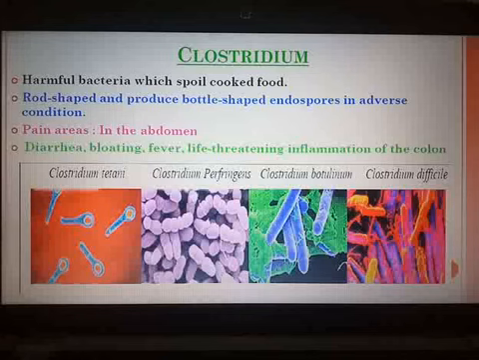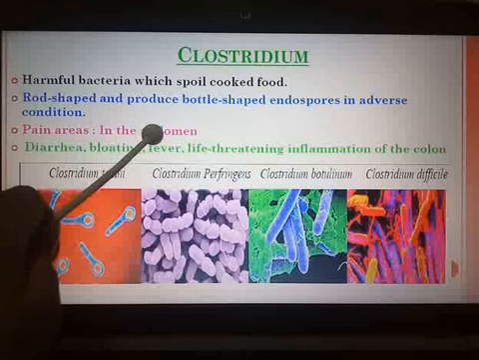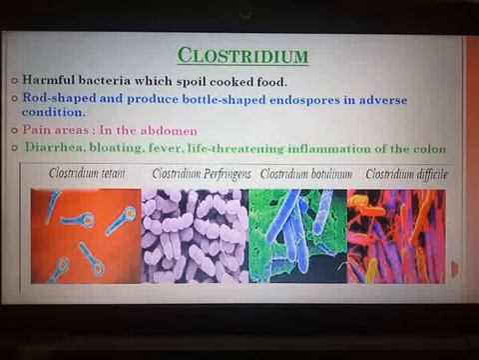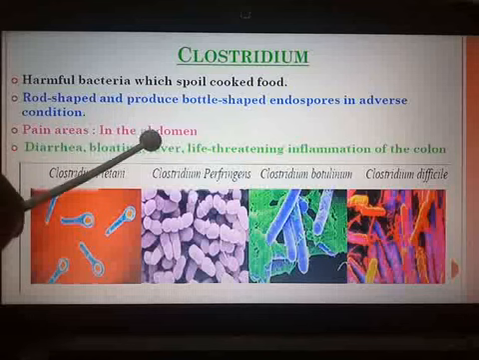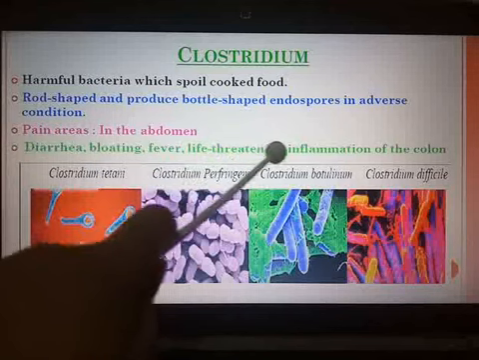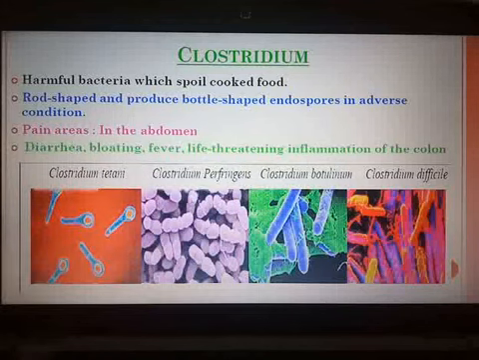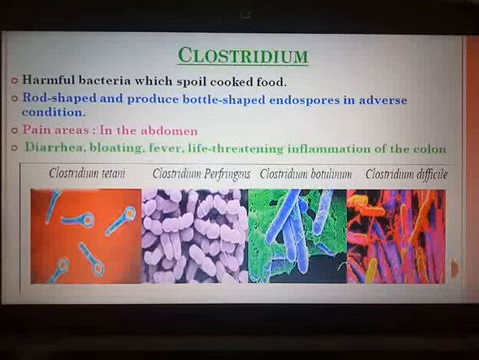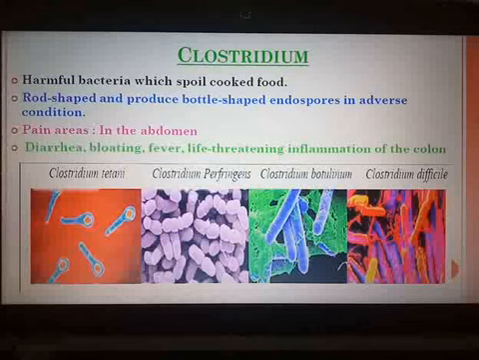So, due to the attack of Clostridium, the main pain area is the abdomen. You have abdominal discomfort which leads to vomiting, diarrhea, bloating, fever and life-threatening inflammation of the colon. Colon means the longest part of the large intestine. So they are really harmful bacteria, especially the ones which spoil the cooked food and hence attack a large number of people and lead to food poisoning during community feasts.